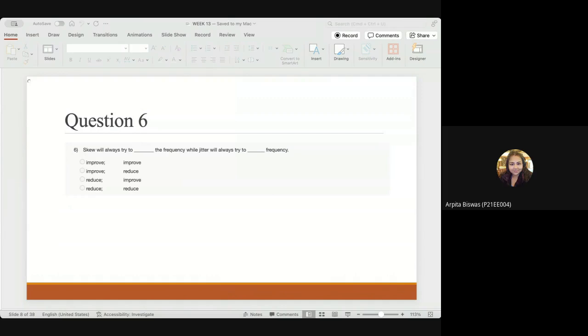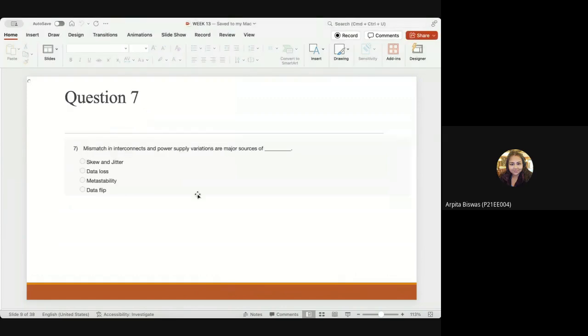Yes, what is the right answer? Skew will always try to improve the frequency, and jitter will always try to reduce the frequency. Yes, option B is the right option. Good. Next, move toward question number 7.